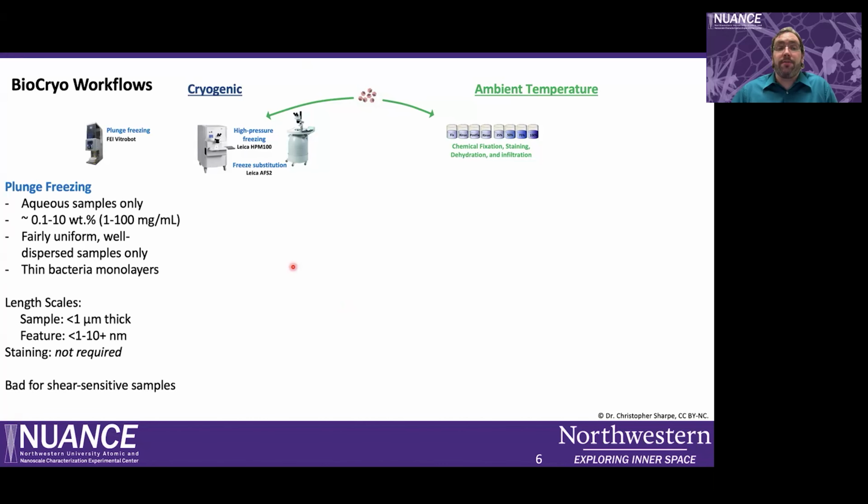The main downside of plunge freezing is that it is bad for shear sensitive samples. The technique is pretty inherently shearing, so if your sample is going to do something weird or radically change its morphology when you shear it, plunge freezing may not be for your sample.